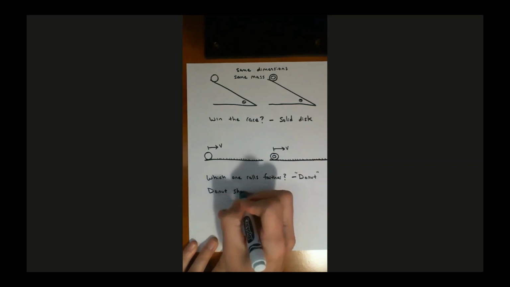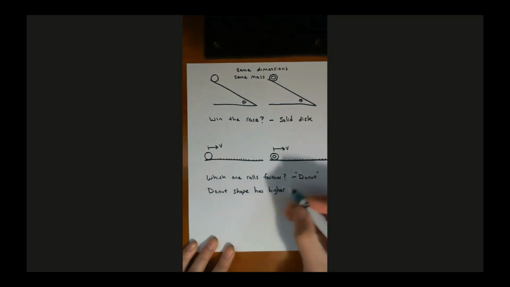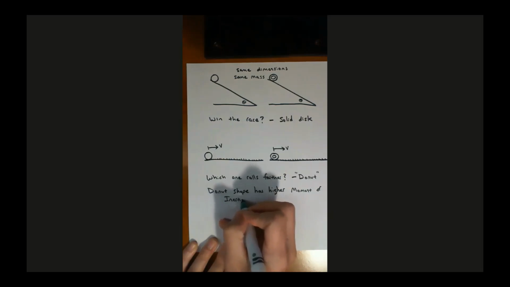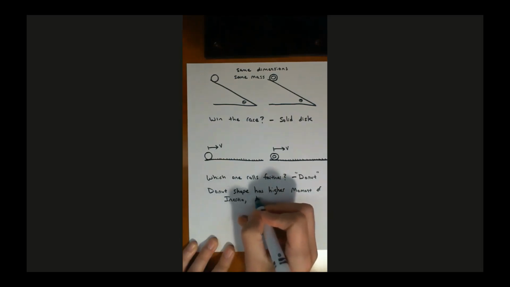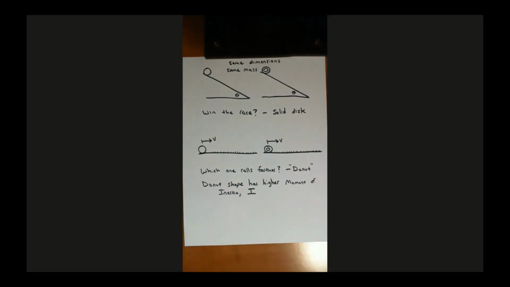The donut shape has higher, I'll write it out this time, moment of inertia. And the variable that we use for that is I. All right, so this kind of makes sense. Moment of inertia is kind of like the rotating inertia that something has, right? What is inertia? Inertia is the resistance to changing its momentum. So this is the resistance to changing its rotating momentum.